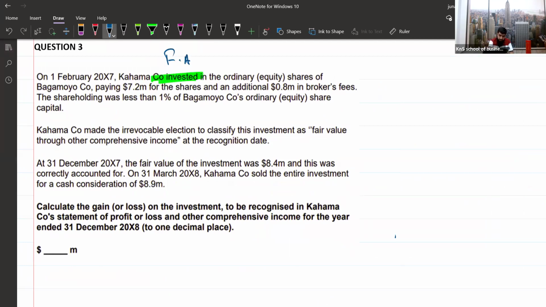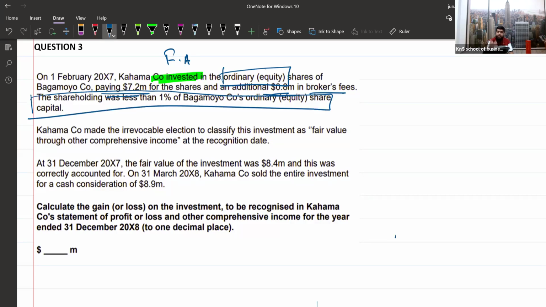It was invested in equity, meaning ordinary shares, paying 7.2 million for the shares and an additional 0.8 million for the brokerage fees. The shareholding was less than 1% of the company's ordinary shares. That indicates it's not a parent and subsidiary relation, because whenever we acquire shares, there is a possibility that there could be a parent or subsidiary relation.